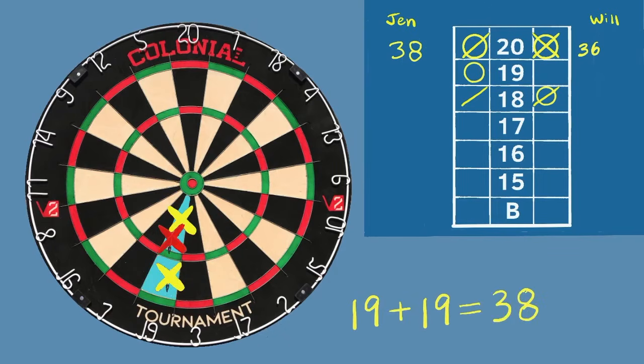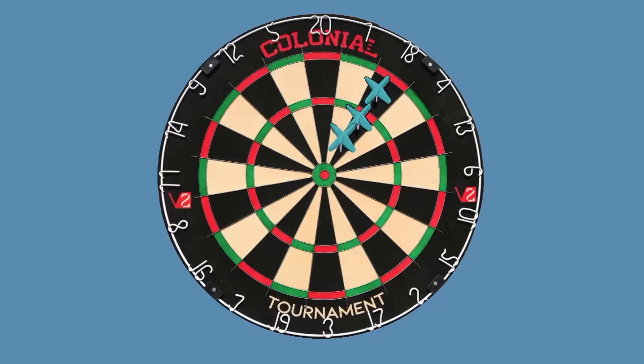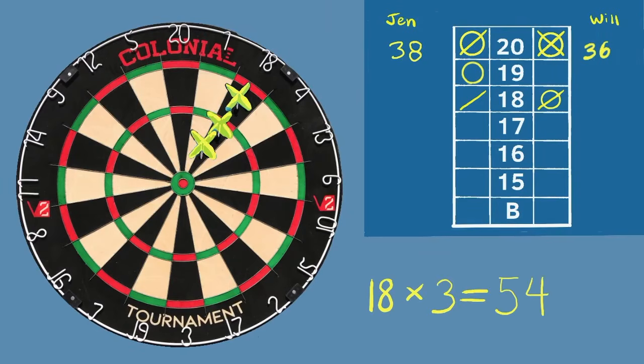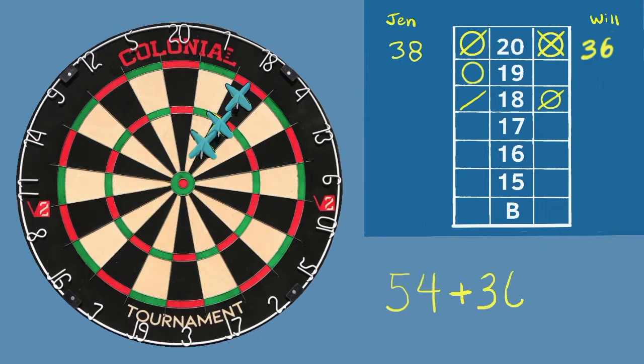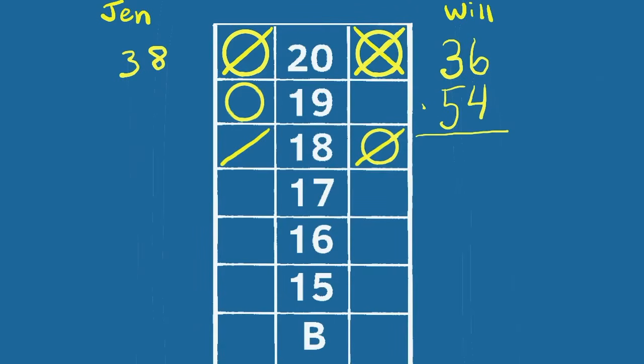Will is now 2 points behind in score, so he will go for 18s for more points. He hits 3 single 18s, which equals 54 points. The 54 points are added to the 36 he already has, which gives him a new total of 90 points. Now, if you are new to scoring cricket, it's okay to write the 54 below the 36 and add it up on the scoreboard like doing longhand addition.